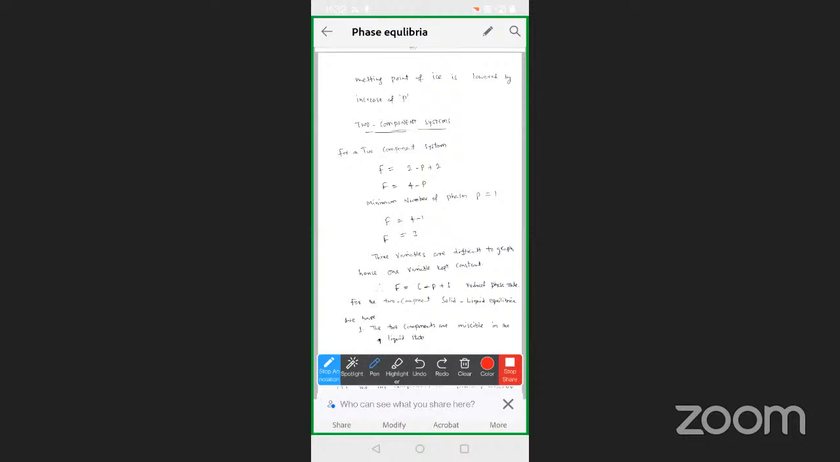So one variable should be kept constant. The phase rule equation becomes F equal to C minus P plus 1. Instead of 2, we have to consider 1. So this equation is called the reduced phase rule.